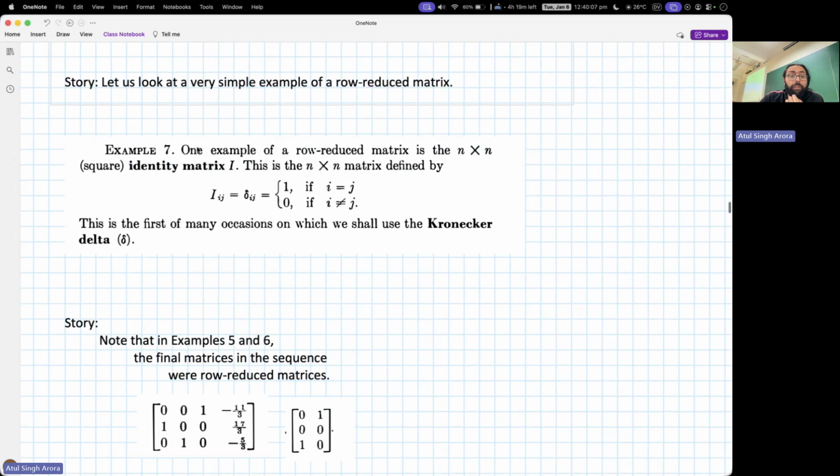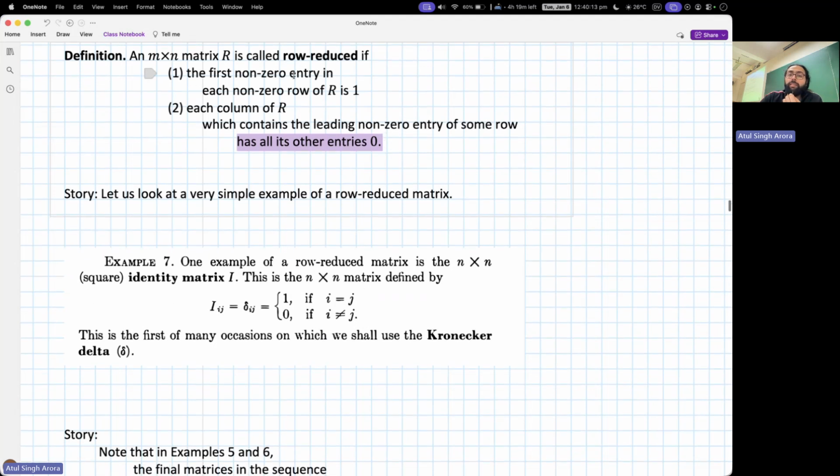Okay, so let's look at another example. So here, an example of a row reduced matrix. Okay, sorry, yeah. So that's the definition of a row reduced matrix. Okay, so those two conditions. The first non-zero entry has to be 1, and all entries along the column of that first non-zero entry have to be 0. Just two conditions.